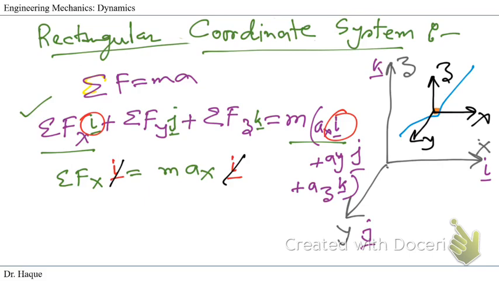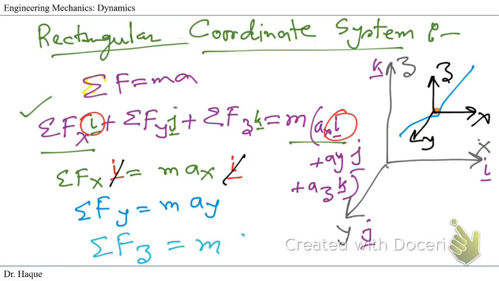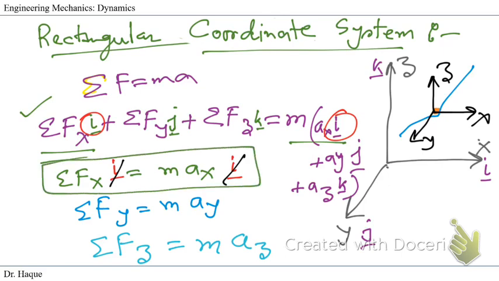Similarly, we will have the summation of F_y equals m times the y component of the acceleration, and the summation of F_z, all the force components in the z direction, will equal the mass multiplied by the acceleration component in the z direction. So these are the three equations that we'll have for rectangular coordinates.